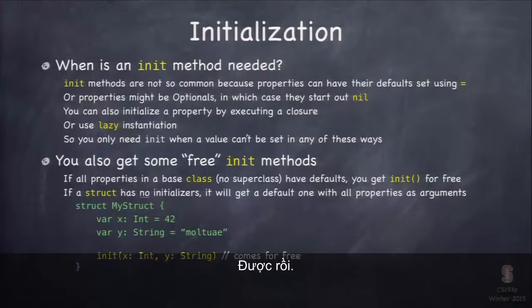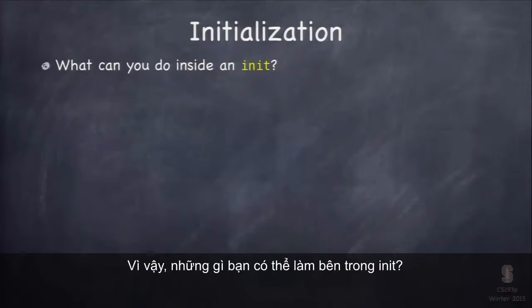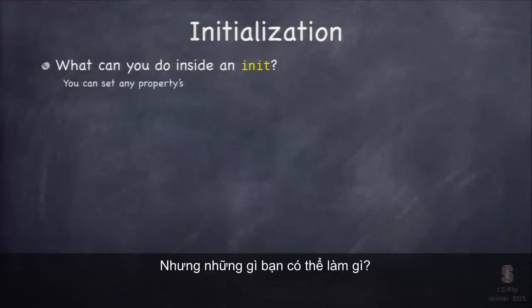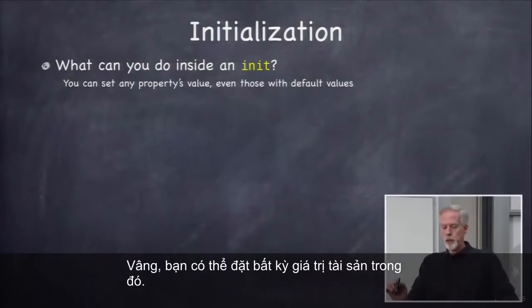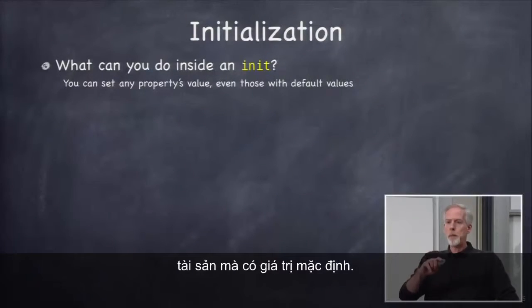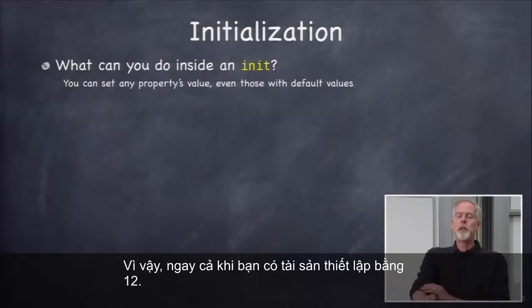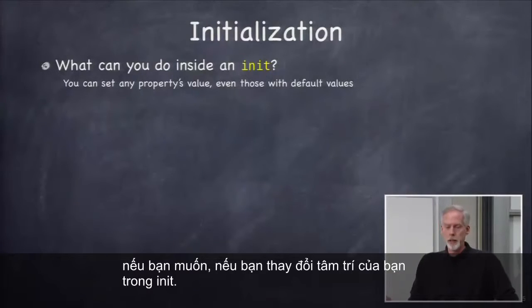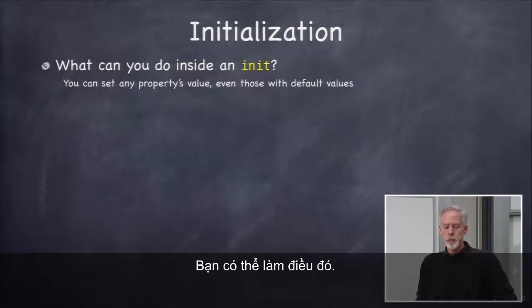All right. So what can you do inside of init? We saw what we did in calculator brain. We initialized some stuff. But what can you do? Well, you can set any property's value in there. You can even set properties that have default values. So even if you have a property and you said equals 12, in your init you could reset that thing to something else if you changed your mind.